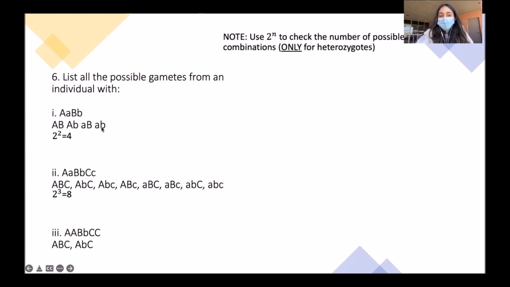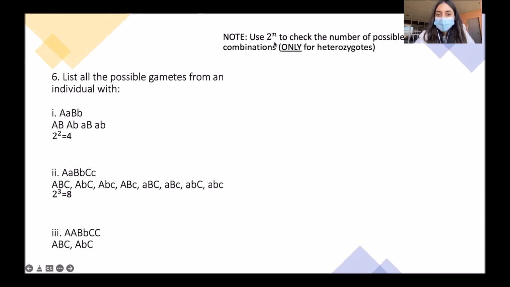And to check this, we have an easy formula. This only works for heterozygotes. It does not work for anything that's homozygous, okay? So because this is a heterozygote, they're both heterozygotes, we're going to use this formula.